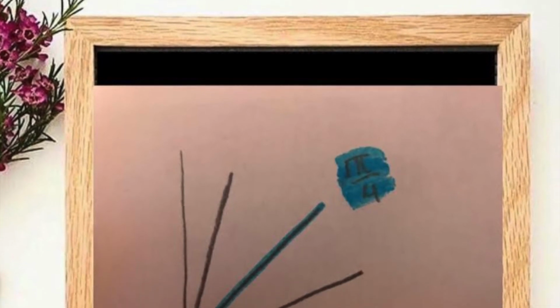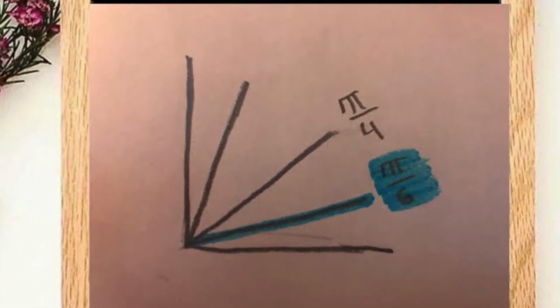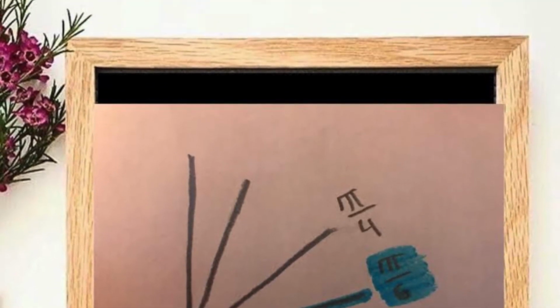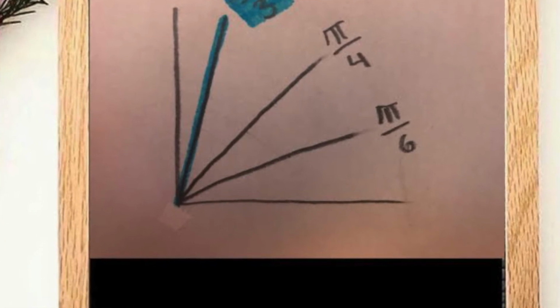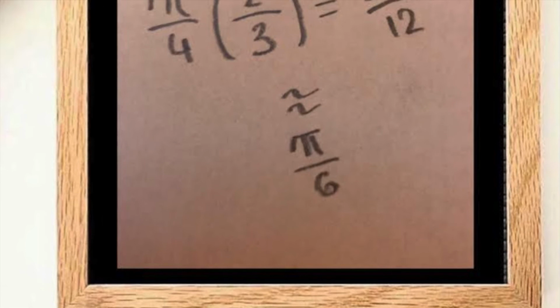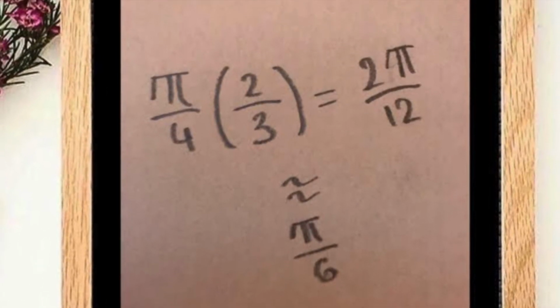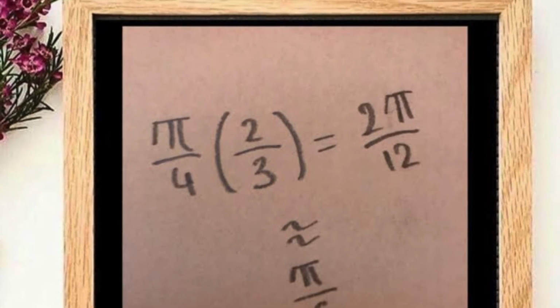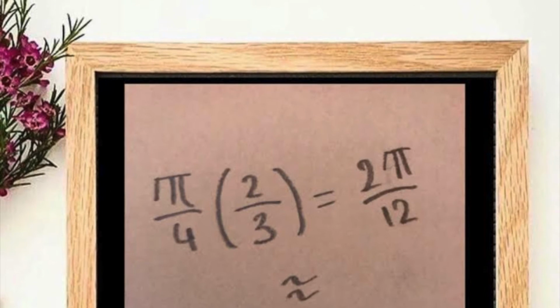For the first quadrant, the radians for the 45 degree is going to be pi over 4. For the 30 degree is going to be pi over 6. And for the 60 degree is going to be pi over 3. For the 30 degree radians, you can think of it as pi over 4 times 2/3, which is going to be the same as 2 pi over 12, or simplified, pi over 6.